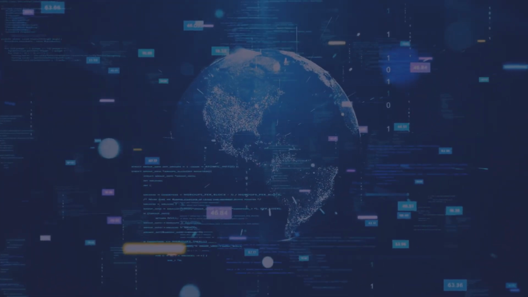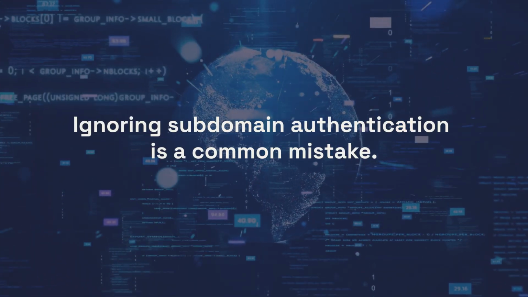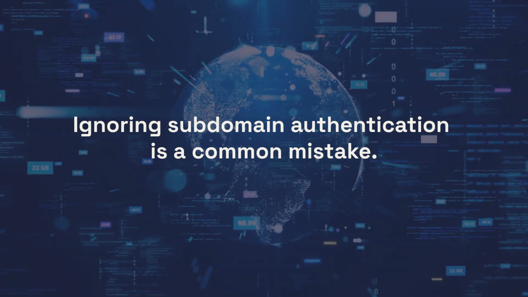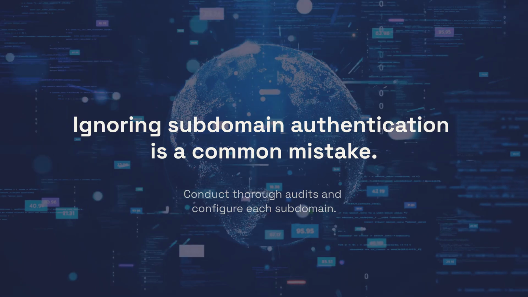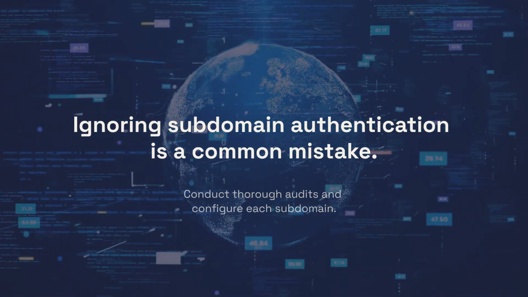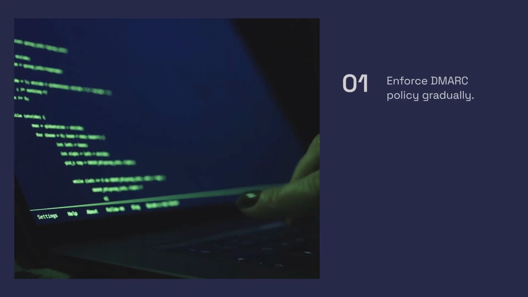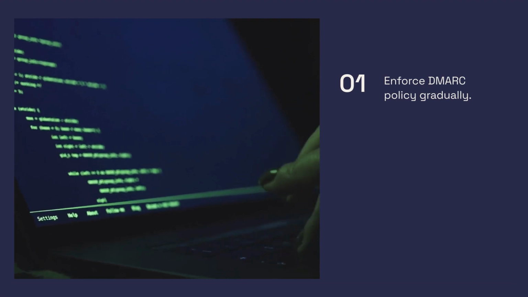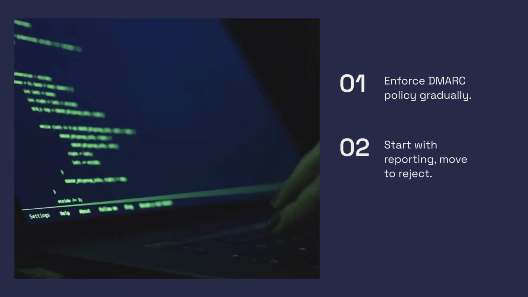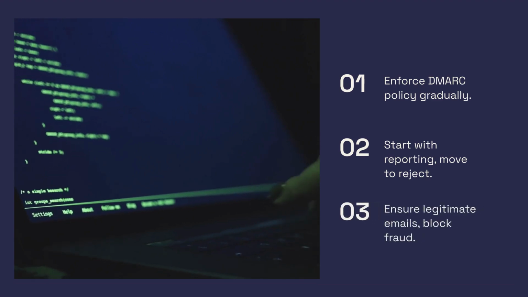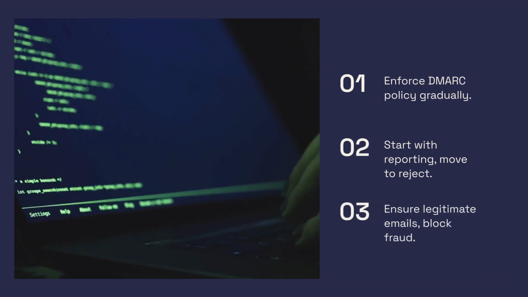Common mistakes include ignoring subdomain authentication and incomplete inventories. Address these by conducting thorough audits and explicitly configuring each subdomain used for email. Gradually enforce your DMARC policy to full protection. Start with reporting at a policy of p=none and progress to reject. This ensures legitimate emails are delivered while blocking fraudulent ones.